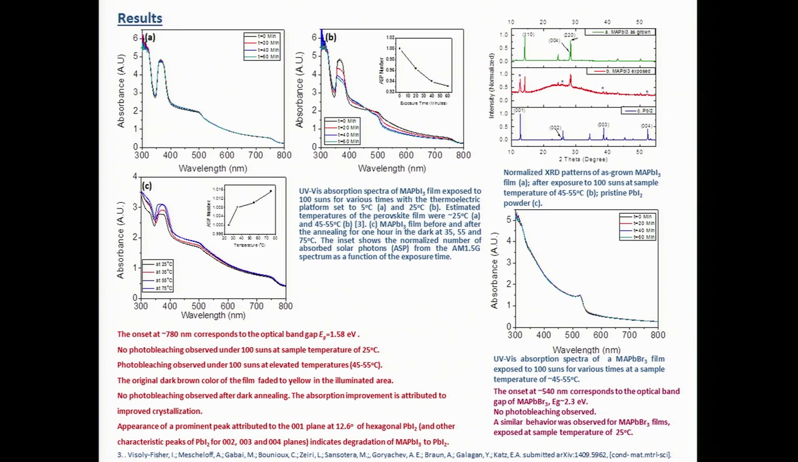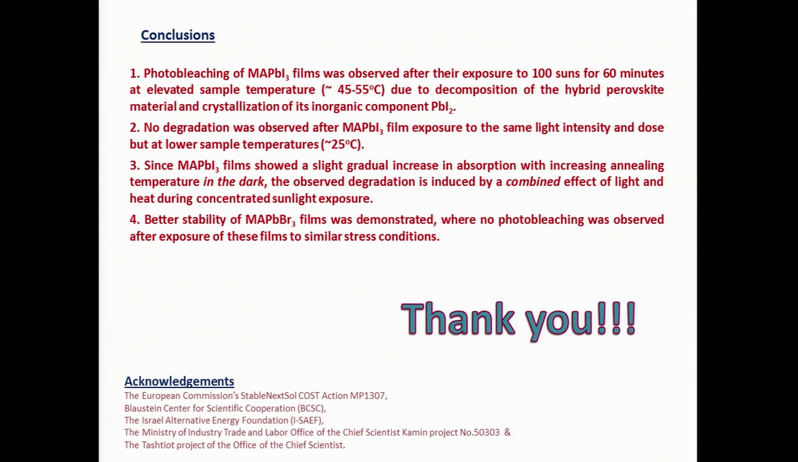From these studies, we can conclude that photobleaching of methylammonium lead iodide films was observed after exposure to 100 suns for 60 minutes at elevated temperature, due to the decomposition of the material from methylammonium lead iodide to lead iodide, the hexagonal structure of lead iodide. No degradation was observed when the temperature was 25 degrees, even when exposed to concentrated sunlight. So we can say that the material can degrade from methylammonium lead iodide to lead iodide in a well encapsulated state, but it is a temperature dependent phenomenon under concentrated sunlight, meaning temperature can play an important role. Under the same stress conditions, methylammonium lead bromide films were more stable.